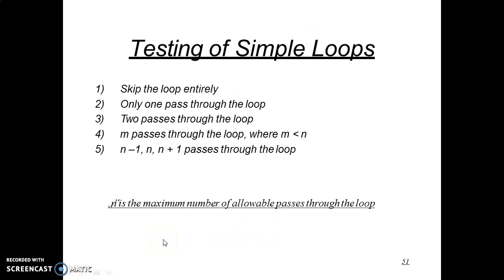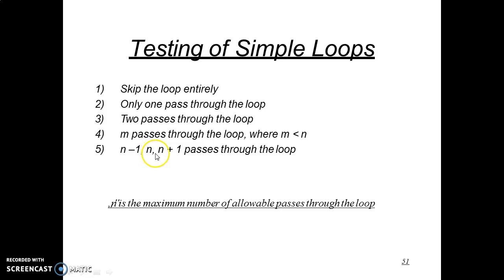So testing of a simple loop, how can we do it? The first thing is skip the loop entirely. First we are not going into the loop. It means what? Sometimes it happens that the condition does not match. At that time we are not entering the loop. Then we have to check what happens. So skip the loop entirely. Only 1 pass through the loop, right? Then 2 passes through the loop. This way M passes through the loop where M is less than N. N is the maximum condition and that is the termination condition from which we can come out of the loop. And the last ones are N minus 1, N and N plus 1 passes through the loop.